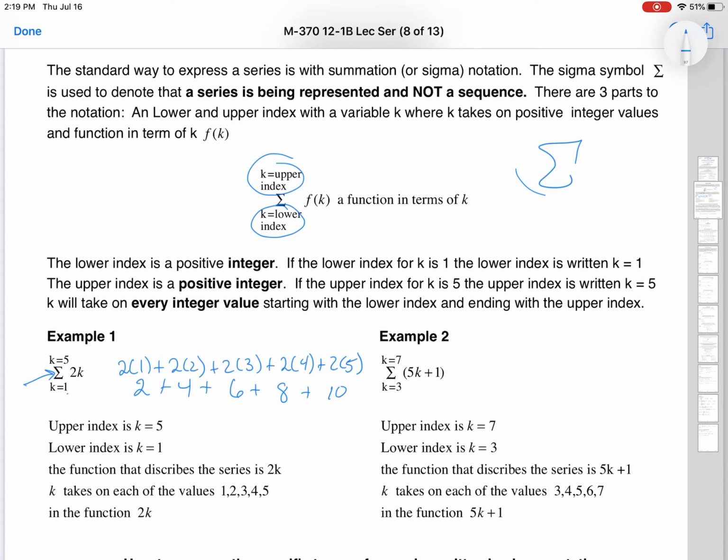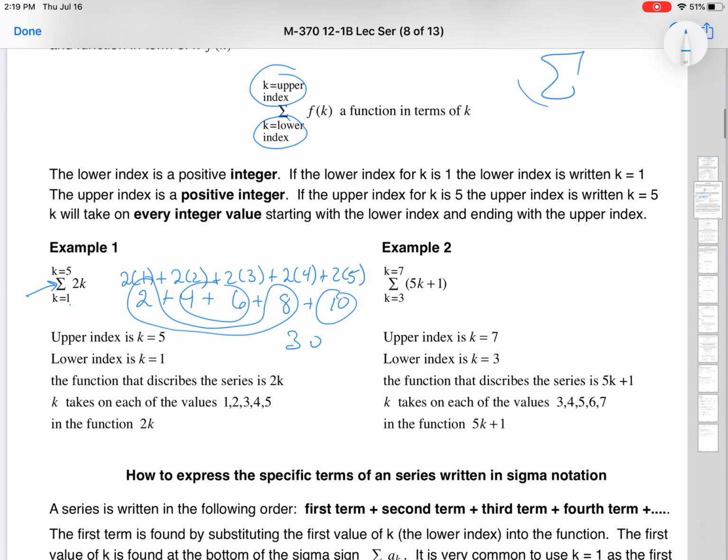And so the numbers in the parentheses are the indexed values, right? They're the first term in this sequence. But then I got to add it to the second term in the sequence. So if we look at this, this is 10, 20, 30. So we get a total of 30 there.